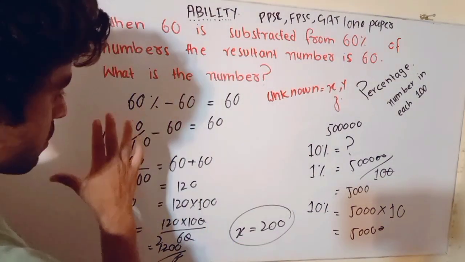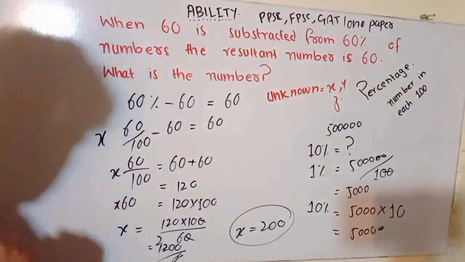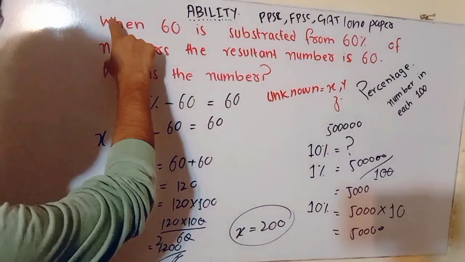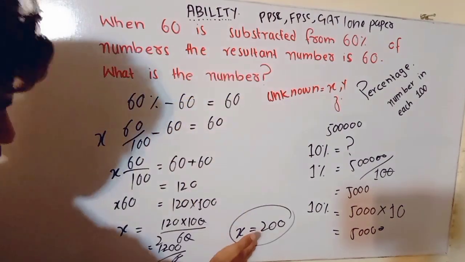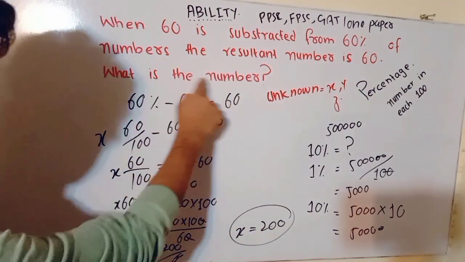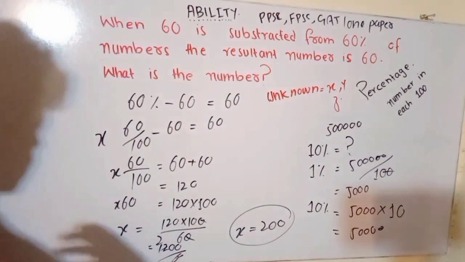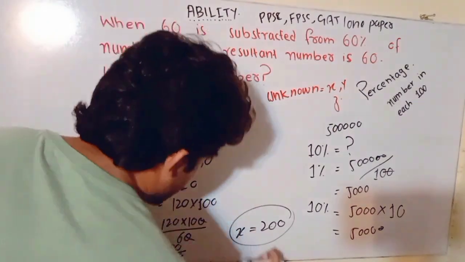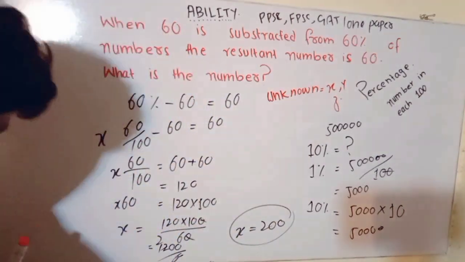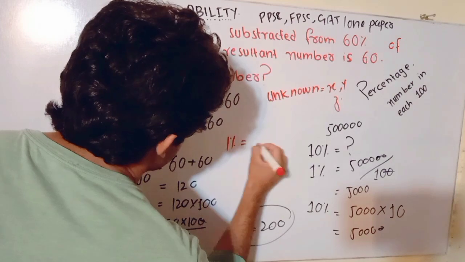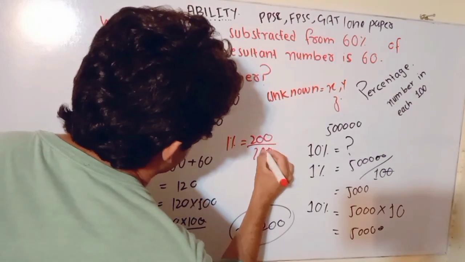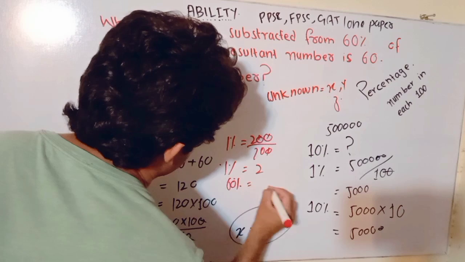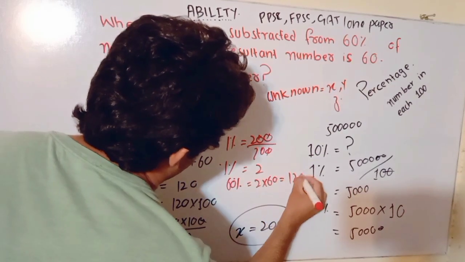Now we have to find 60% of 200. It is our extra effort to understand the whole concept. The main statement is concluded here. We were required to find the number, and the number is 200. Now we are putting extra effort to find out 60% of 200. Our first step will be to find 1% of 200. So 1% of 200 is 2. Then 60% of 200, 2 times 60, is 120.